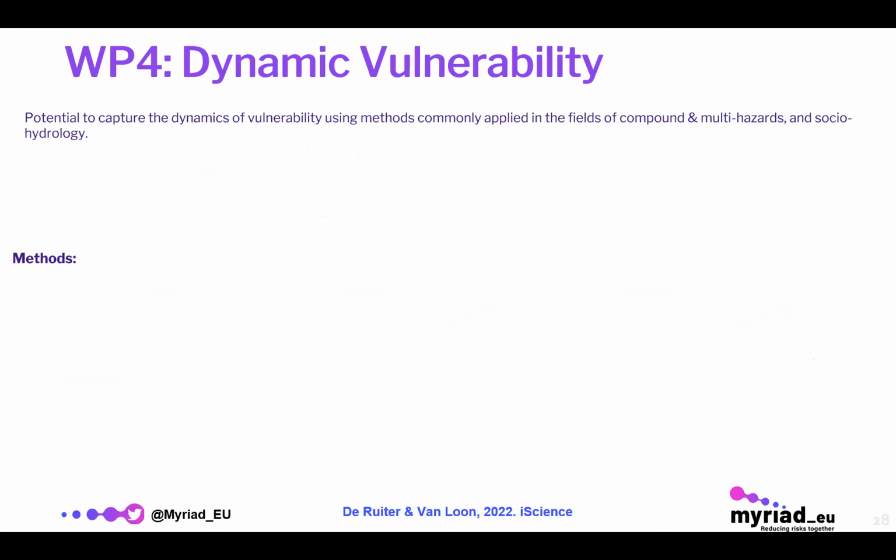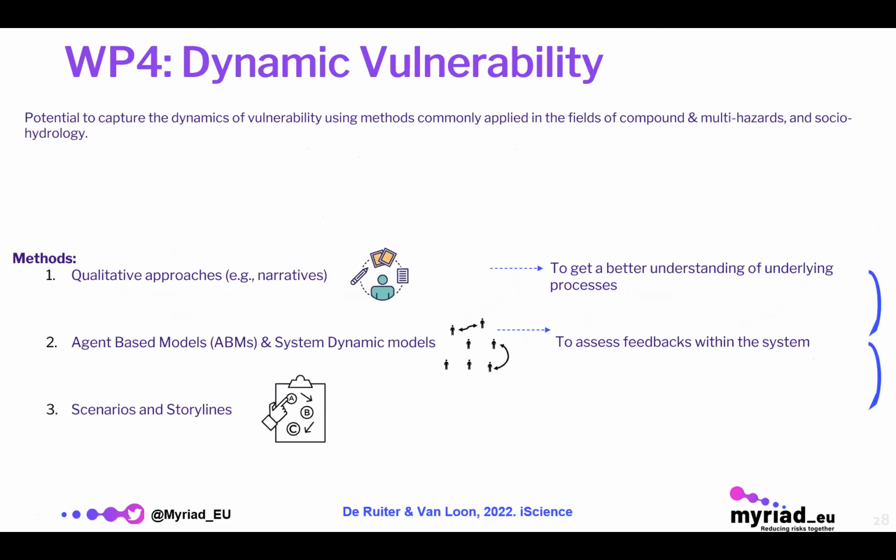And in the paper, they come up with 3 methods that could be useful to try to get a better understanding of this dynamic vulnerability. So some more qualitative methods, like using narratives to get a better understanding of underlying processes. The use of agent-based models and system dynamics models to look at these real feedbacks within these systems. And also for exploring the future, the use of both scenario-based approaches, but also storylines, storytelling approaches.